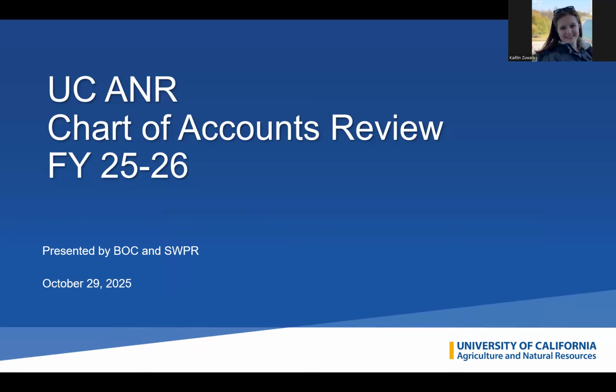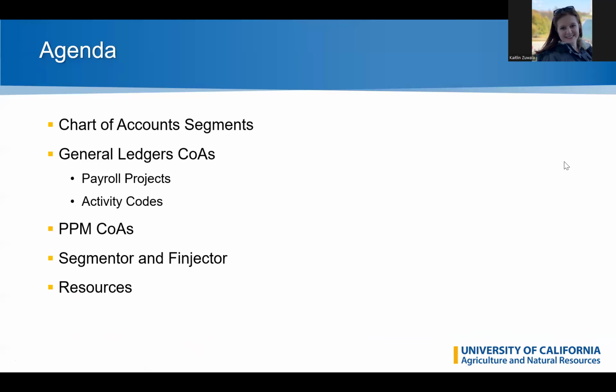This is going to be our UCANR chart of accounts review, geared more towards our administrative units. In this training, we're going to be going over our chart of account segments, general ledger chart of accounts, or COAs, which include payroll projects and activity codes. We're going to be going over some PPM COAs, our Segmentor and Finjector tools, and some resources, or rather, I will point you in the direction to find the resources after this training.